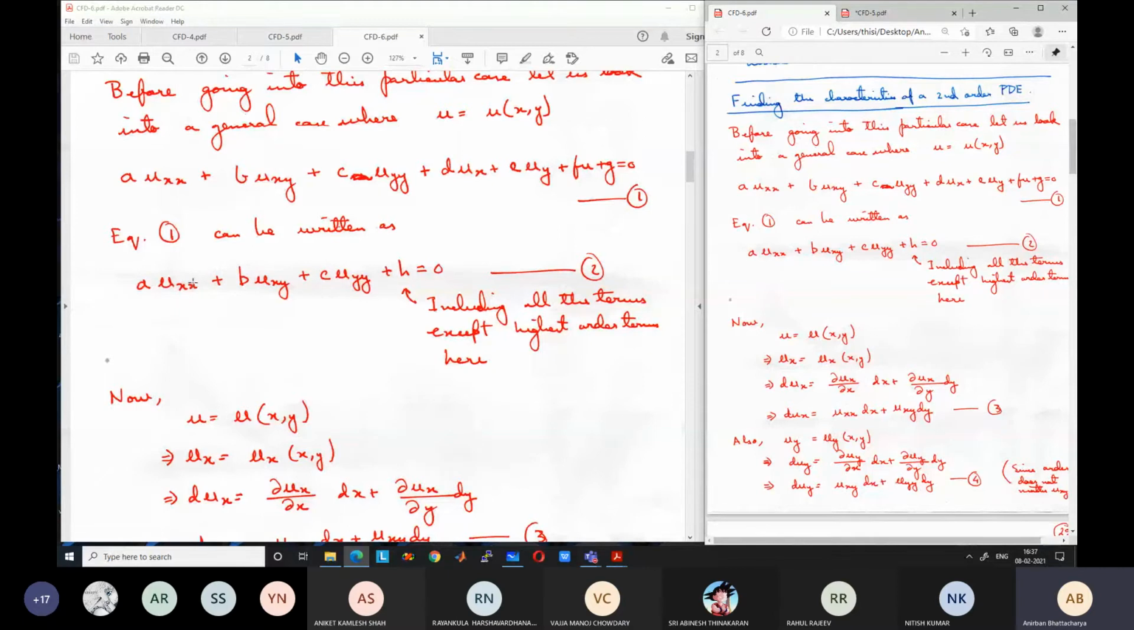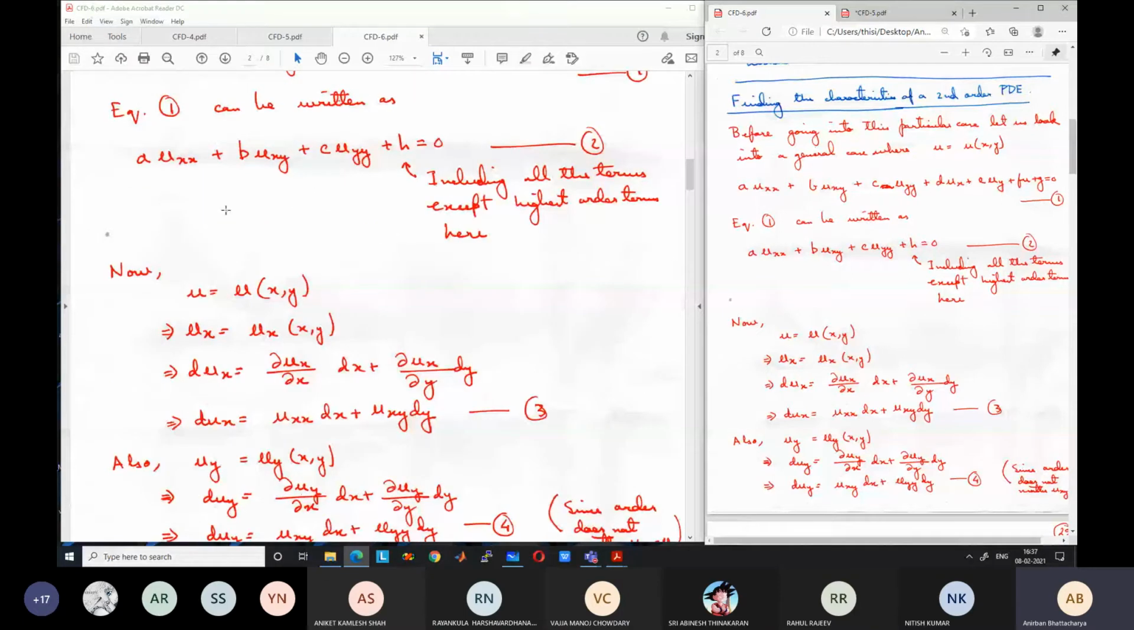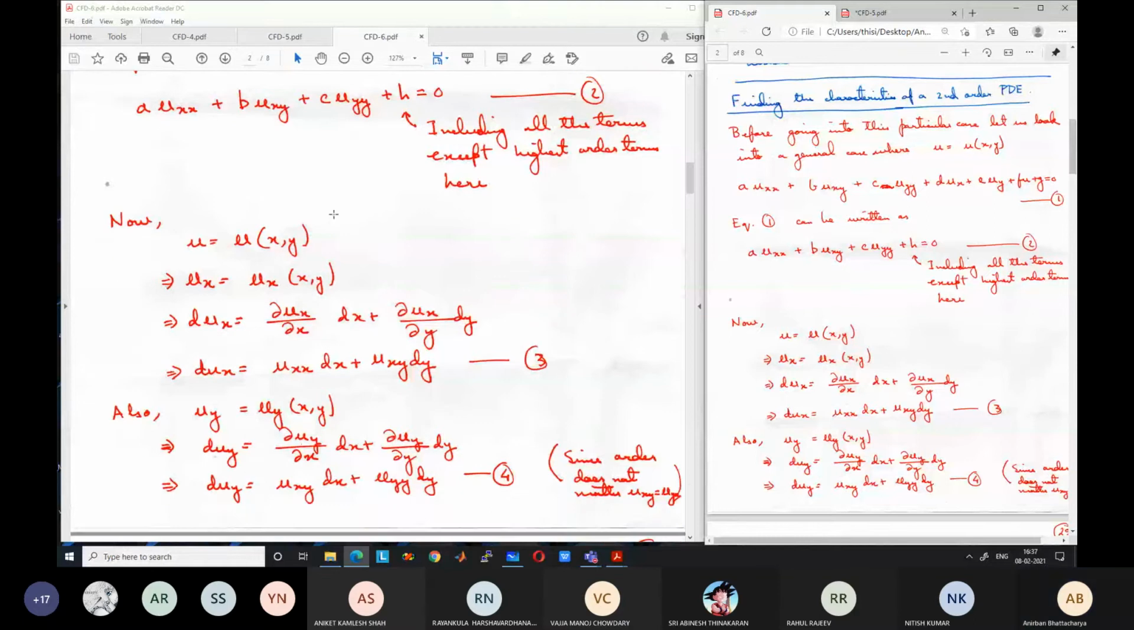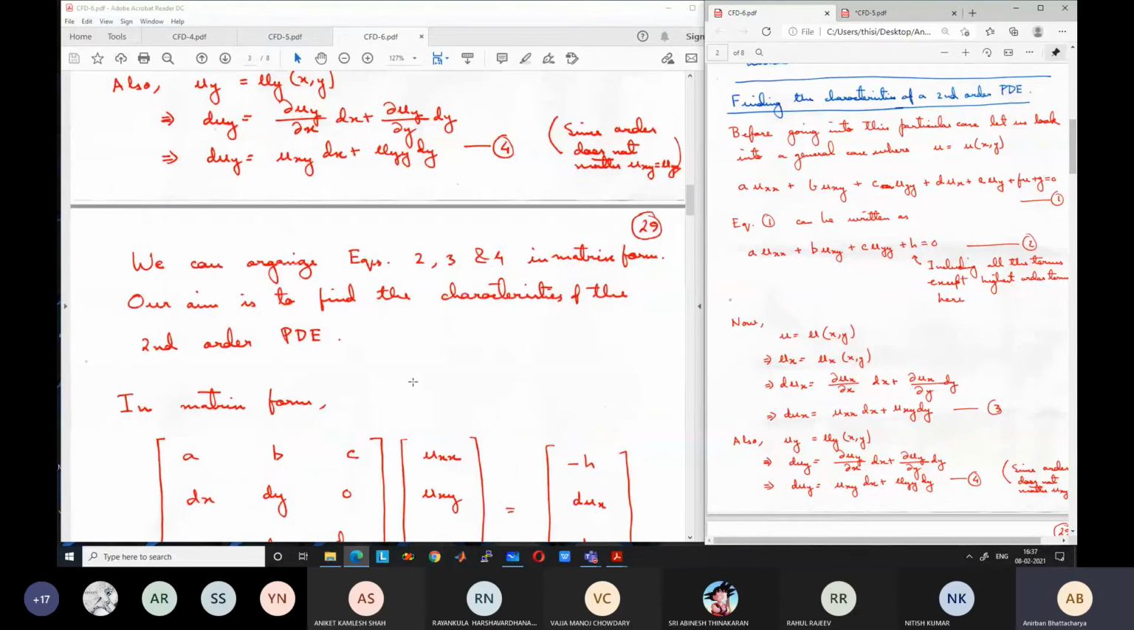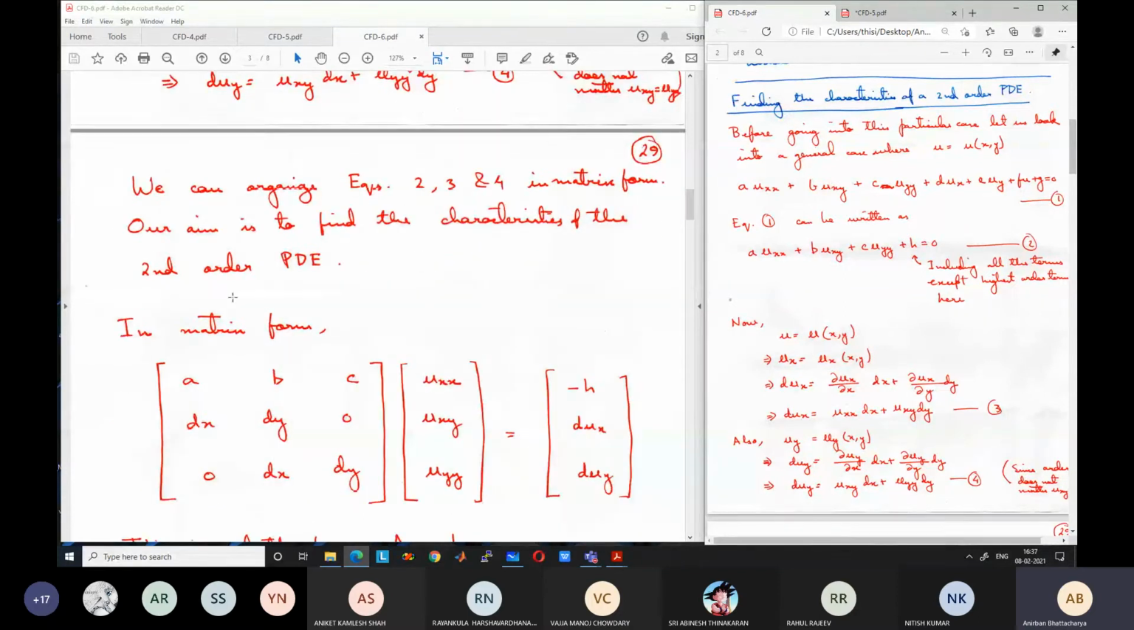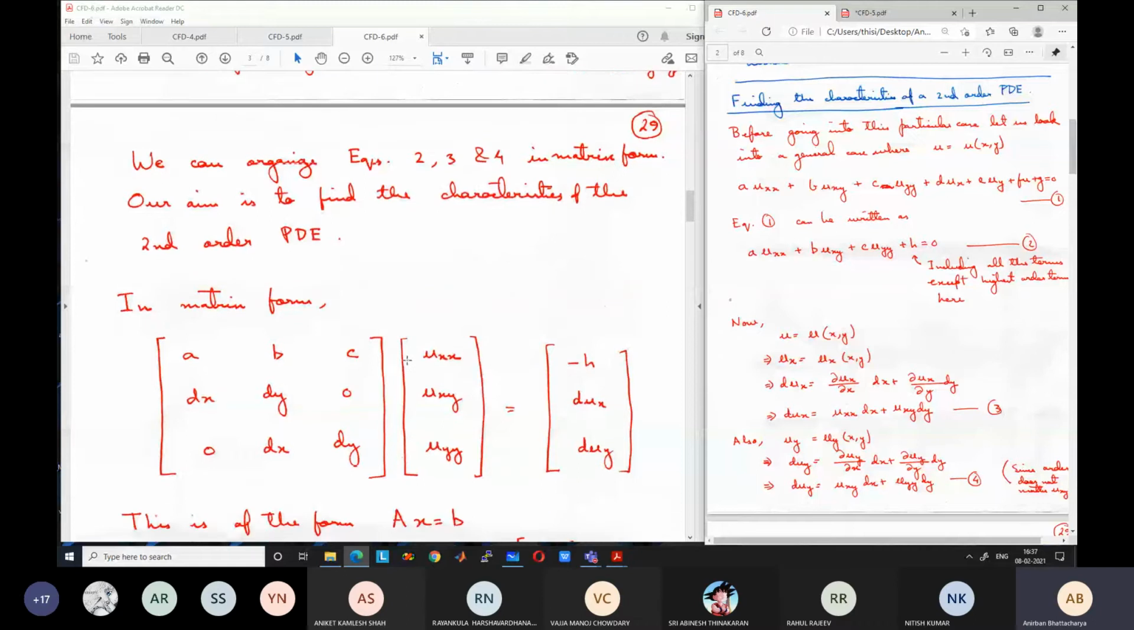So we will use these three equations to find the solution for u_xx, u_xy and u_yy. Let us write them. The equations are also present here for your reference. Just keep this in mind, and we will arrange them in matrix form. The first equation is A u_xx + B u_xy + C u_yy = -H.